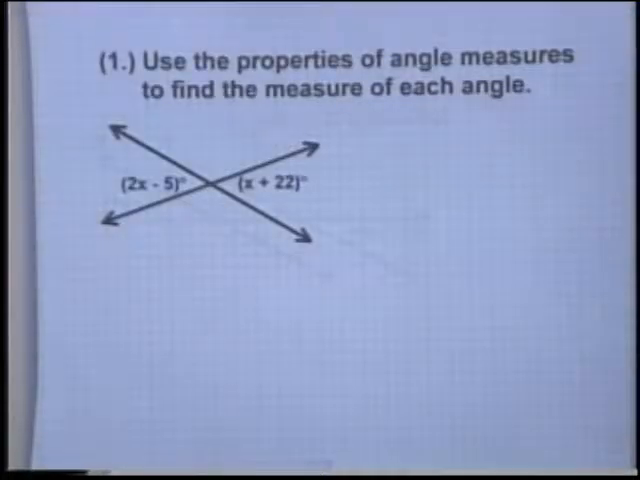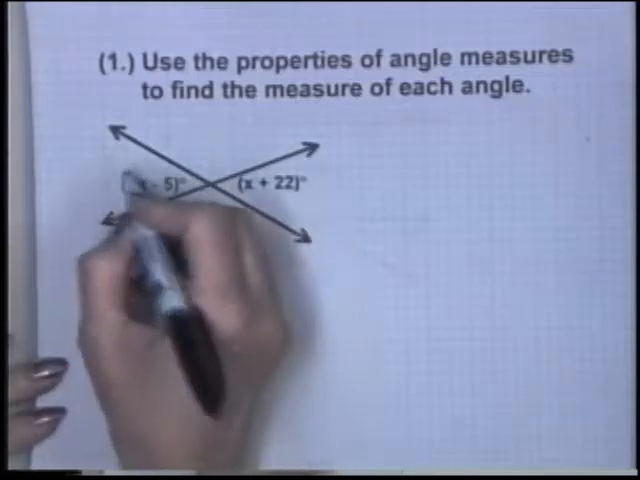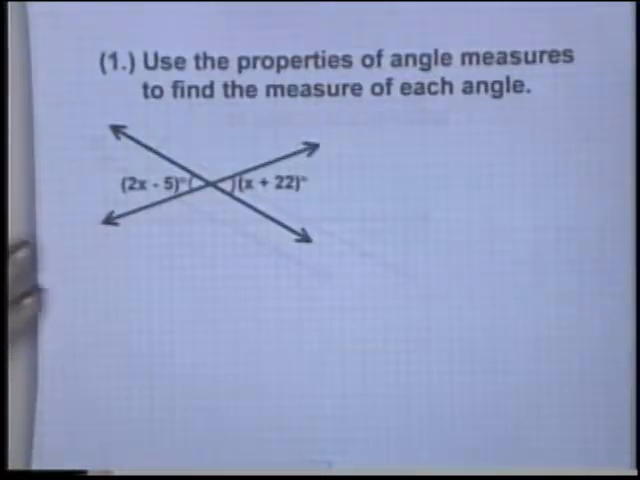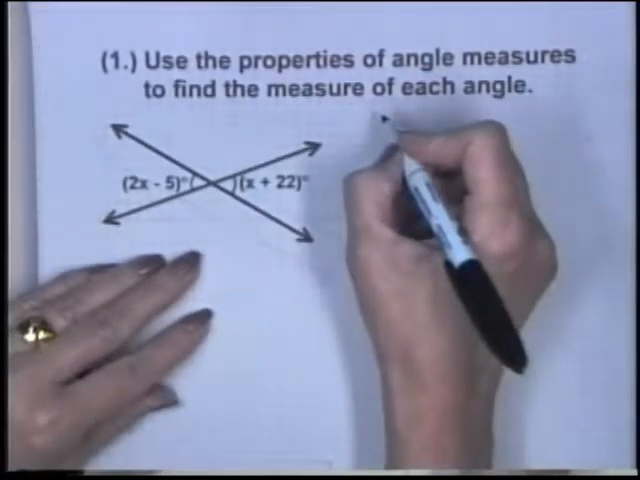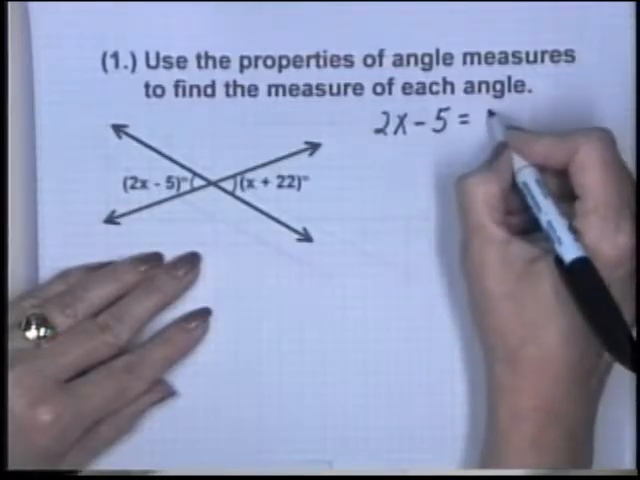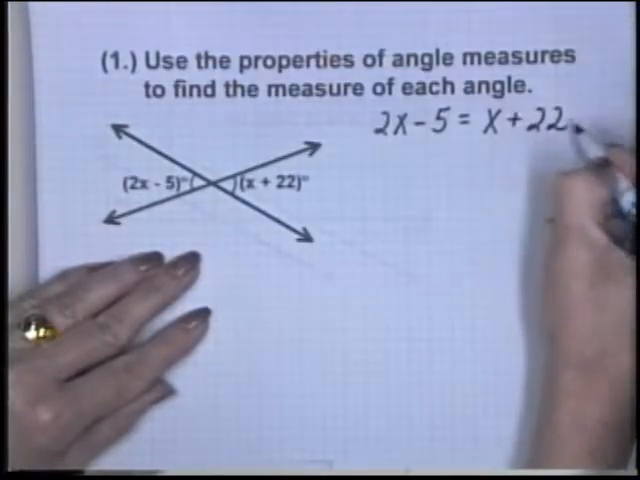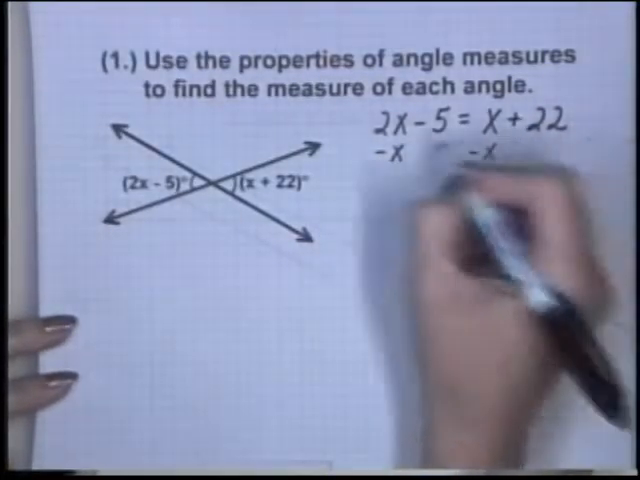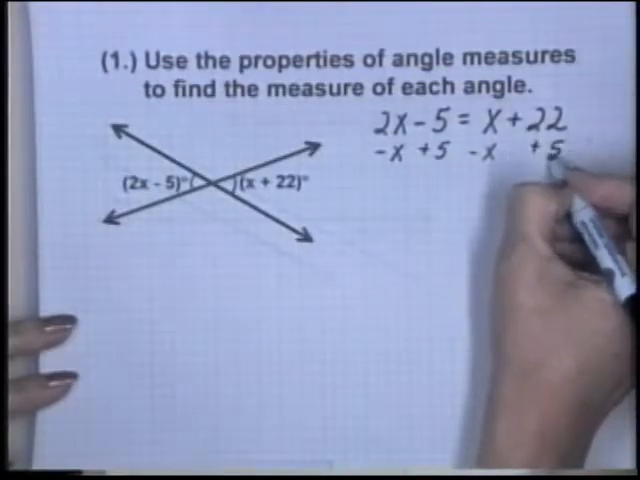Now that we understand all those angle relationships, let's work some problems. The first one says use the properties of angle measures to find the measure of each angle. Well, in this case, we know that this angle and this angle are vertical angles, and the relationship is that they are equal. So what we will do is we will say 2x minus 5 equals x plus 22. We have a linear equation. Let's subtract x from both sides. Let's add 5 to both sides.